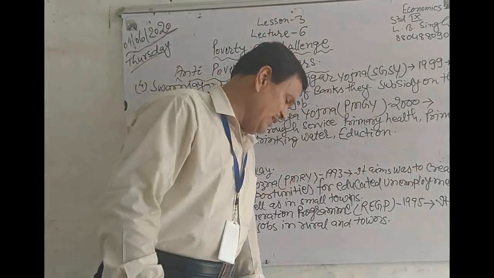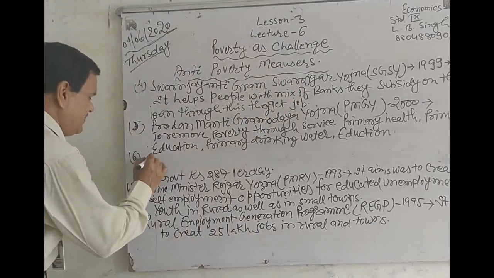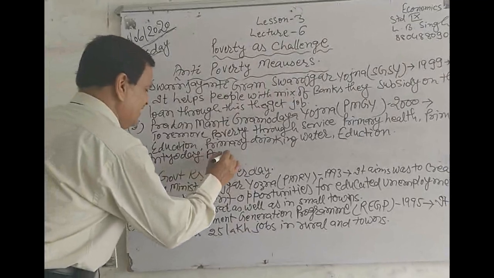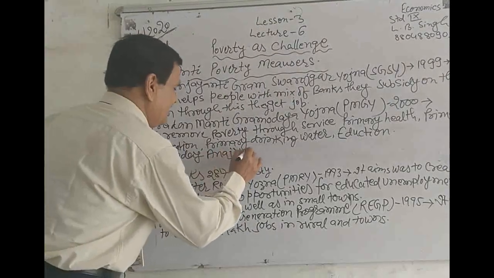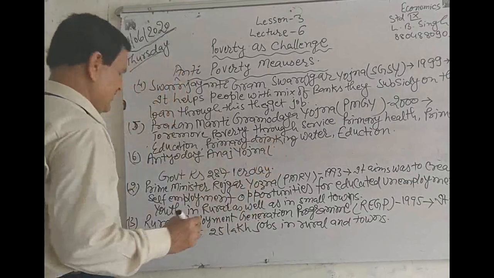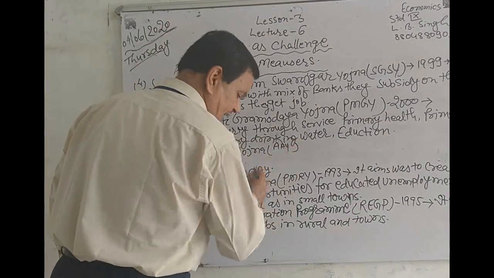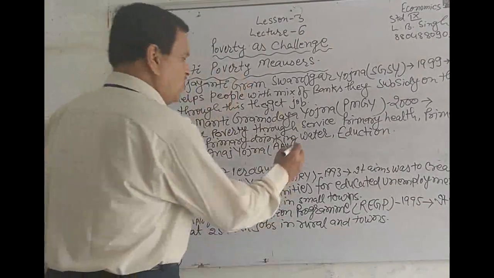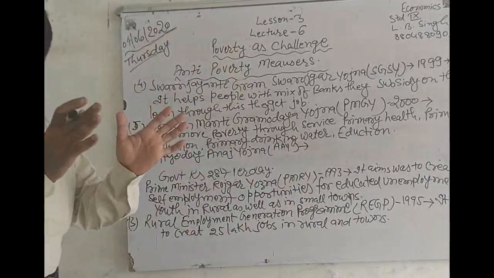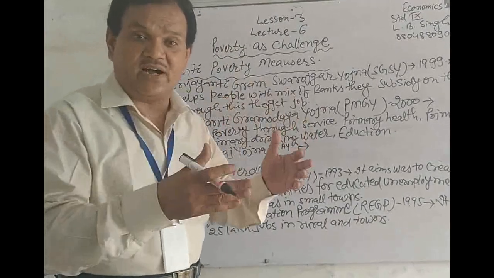The last point is the Antyodaya Anna Yojana. In short form, it is known as AAY. It has been started by the government to remove poverty from India. So, these are the steps taken by the government to remove poverty from India.